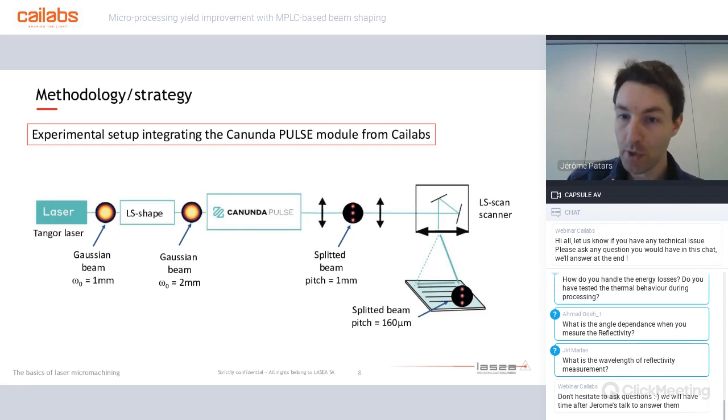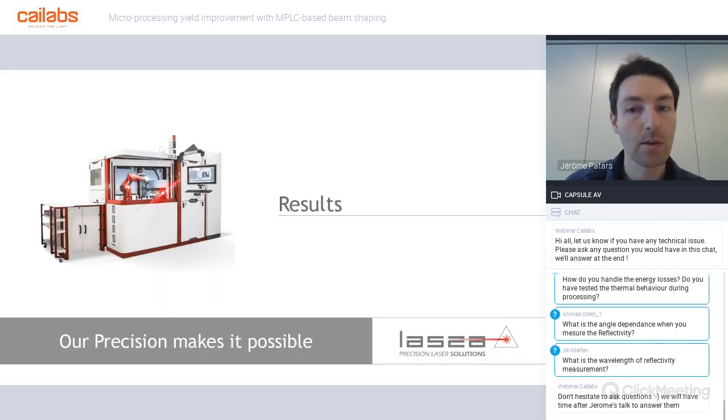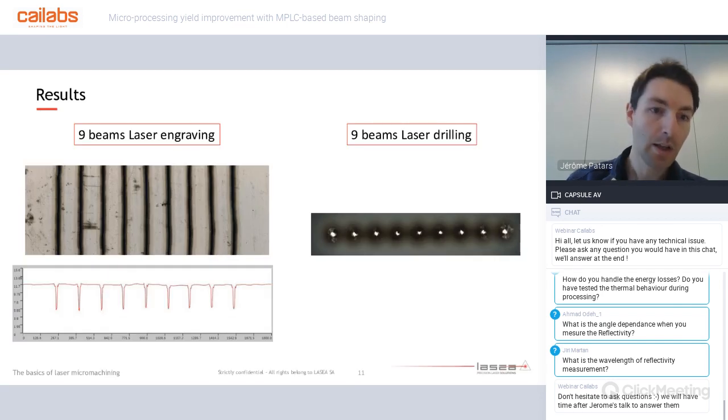So we had a partnership with Cailabs, providing us a Canon Pulse module to split the beam into 9 different beams that we used on the target with 2 different strategies that you can see on the next slide, which are a line strategy for testing engravings, as well as a run strategy that you can see at the right to drill holes. We will show you the results in the next slide.